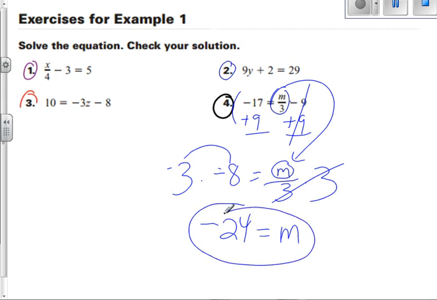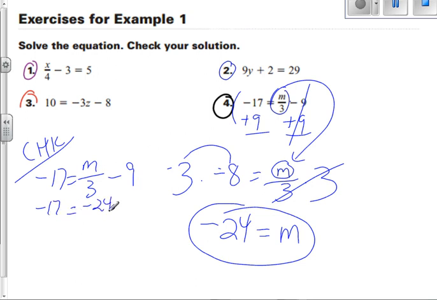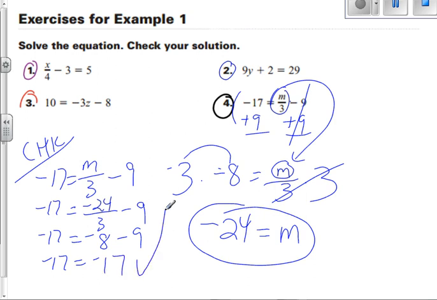So let's do our check real quick. So I have, let's see, negative 17 is equal to m divided by 3 minus 9. Let's plug in our value for m. Negative 17 is equal to negative 24 divided by 3 minus 9. Negative 17 is equal to 24 divided by 3 is 8. And a negative divided by a positive is still a negative, and subtracting 9 from that. So negative 17 is equal to negative 17. My solution works out, so therefore I know the value of m is correct.